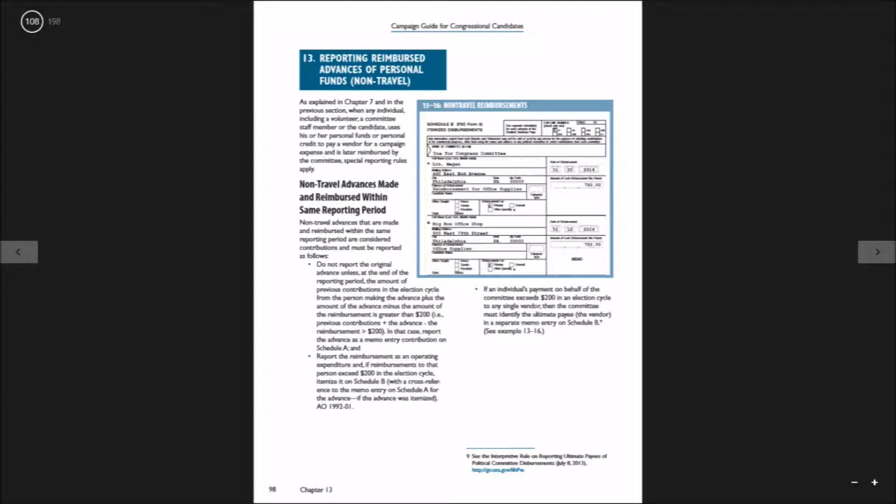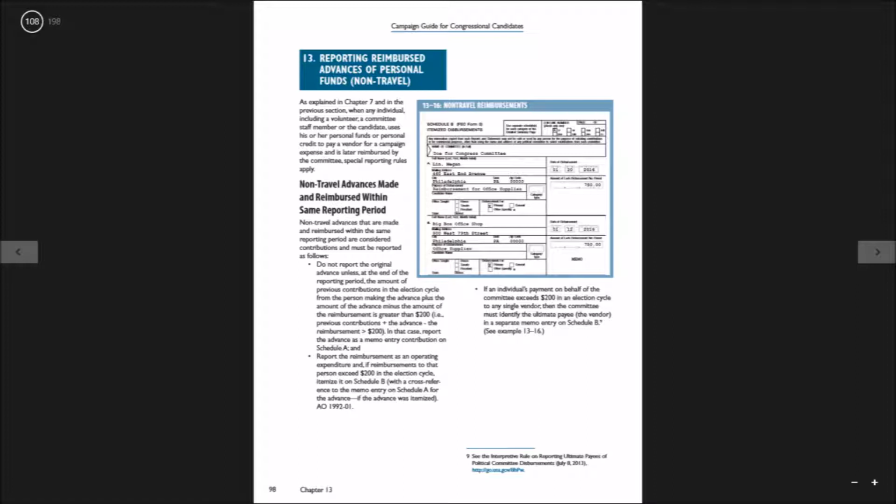In that case, report the advance as a memo entry contribution on Schedule A, and report the reimbursement as an operating expenditure, and if reimbursements to the person exceed $200 in the election cycle, itemize it on Schedule B with a cross-reference to the memo entry on Schedule A for the advance, if the advance was itemized.